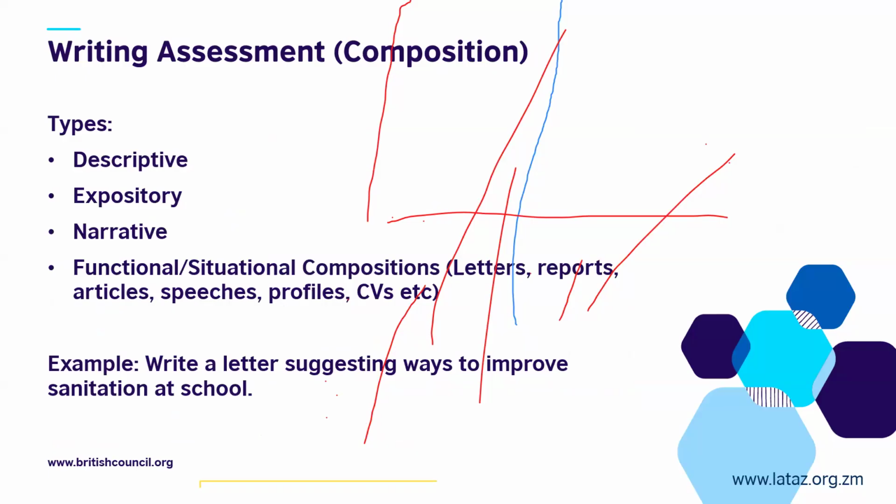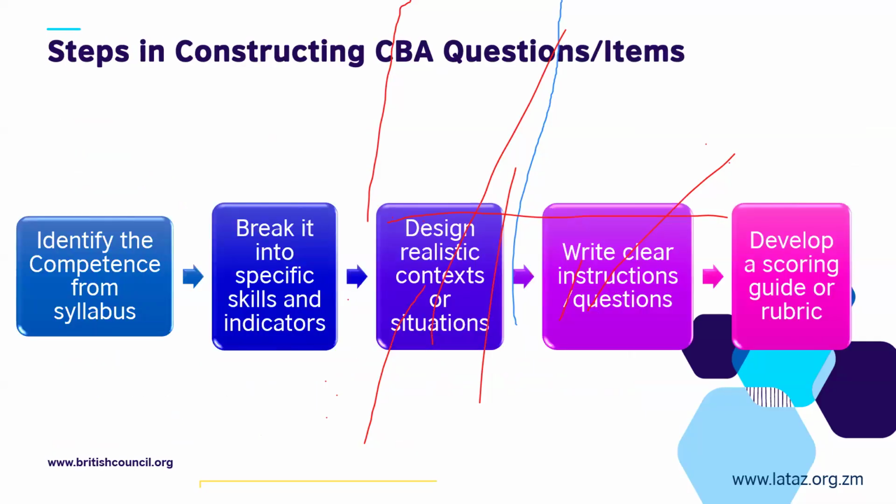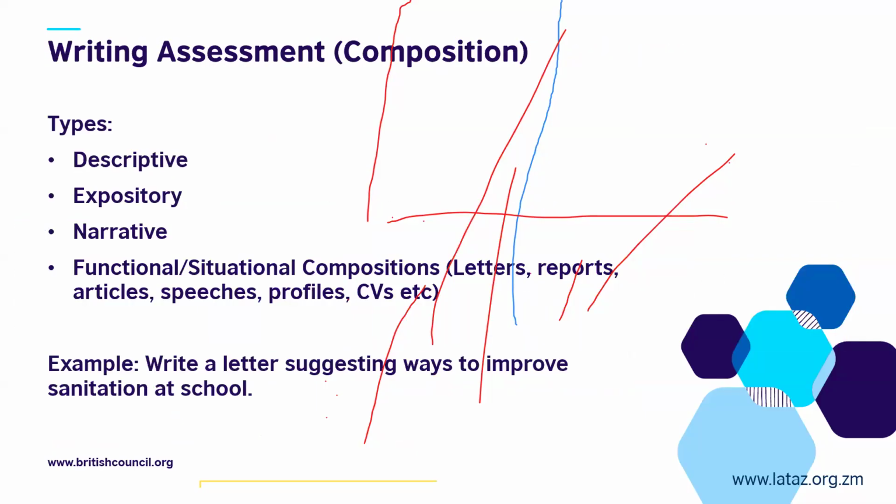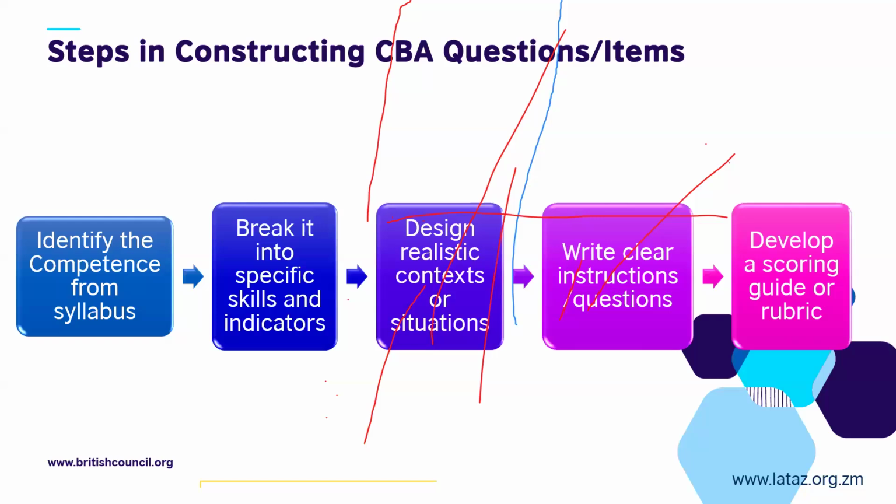Writing assessment, composition types: we have descriptive, expository, narrative, functional, and situational composition such as letters, reports, articles, speeches, profiles, CVs, etc. All these things still exist. I don't need to labor a lot on this. This is what we have been doing for years, all of us. Example: write a letter suggesting ways to improve sanitation. Good. Sanitation at school. We can move on, Mr. President.